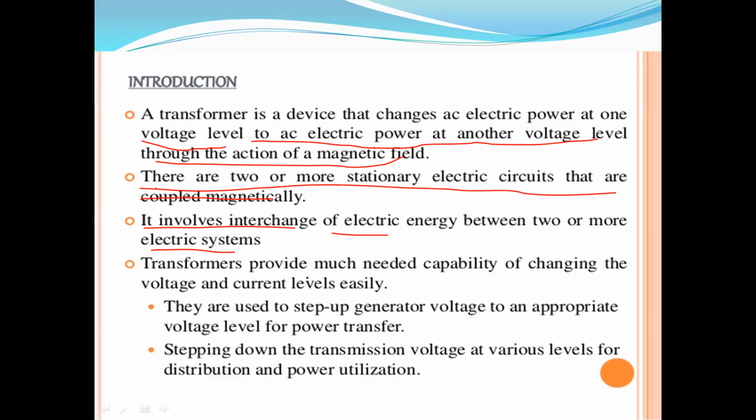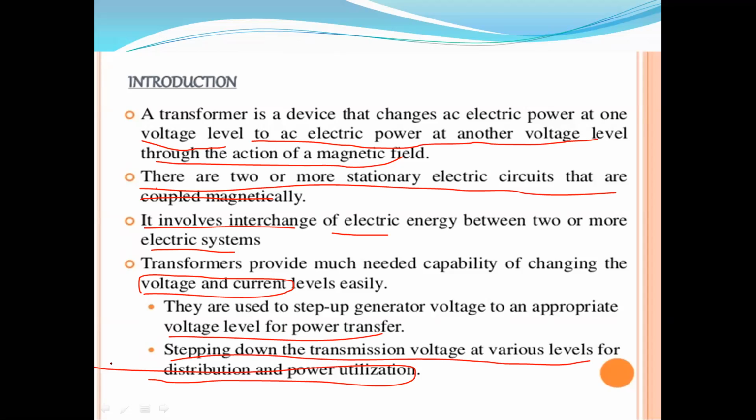Transformers provide the much needed capability of changing the voltage and current levels simultaneously. They are used to step up the generating voltage to an appropriate voltage level for power transfer, and to step down the transmitted voltage to various levels for distribution and power utilization.